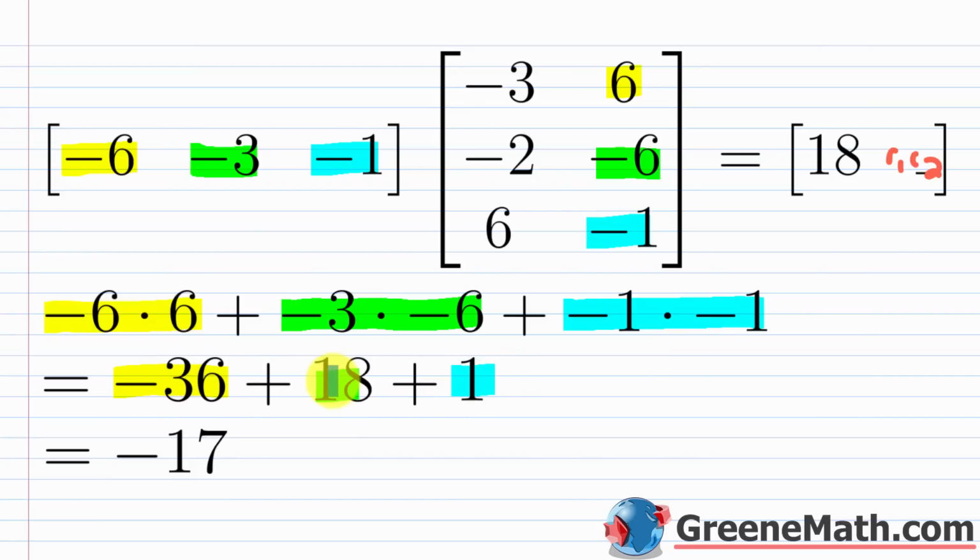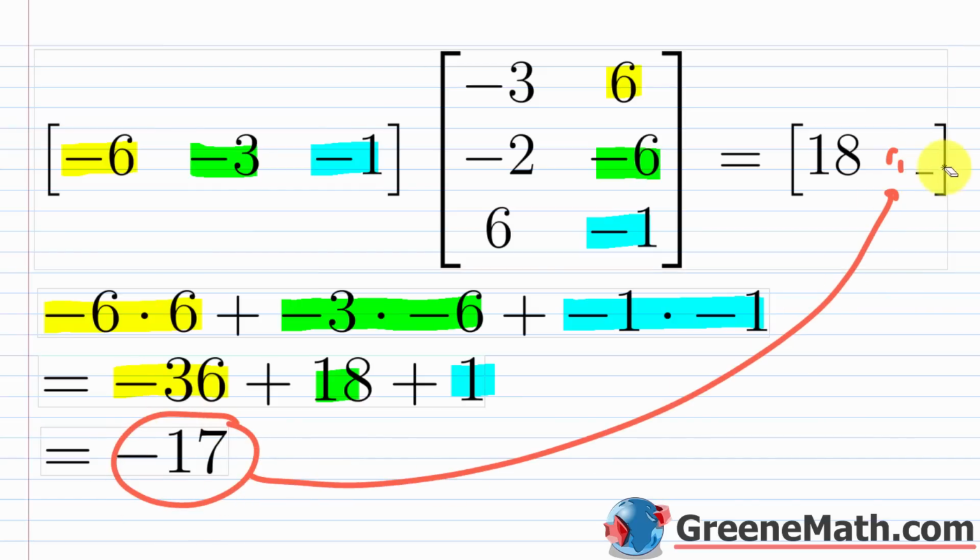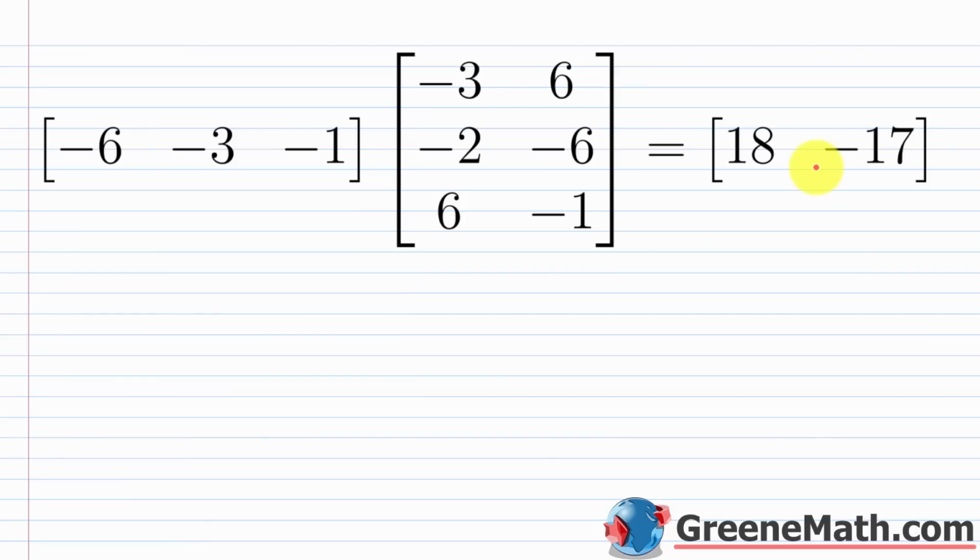Negative 36 plus 18 is going to be negative 18. And then negative 18 plus 1 is going to be negative 17. So this right here is going to go right there. Let me get rid of this and just put a negative 17 right there. And we'll come down here where it's a little bit more neat. So this matrix with a single row, 18 and then negative 17, that's your product matrix AB.